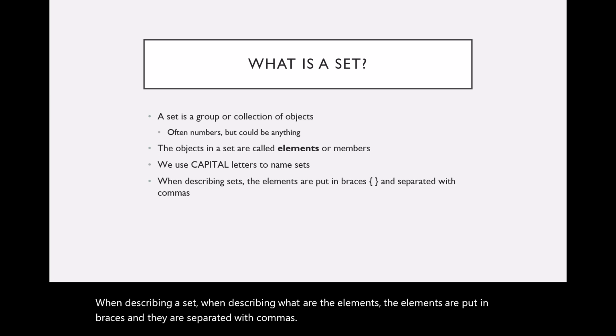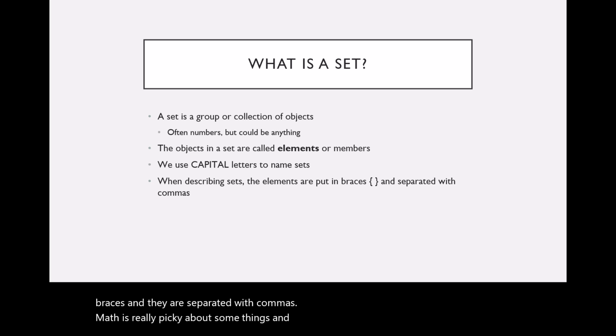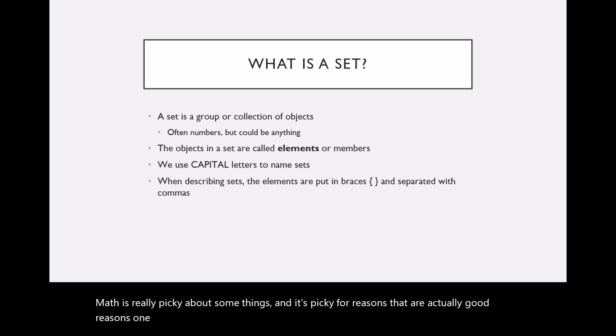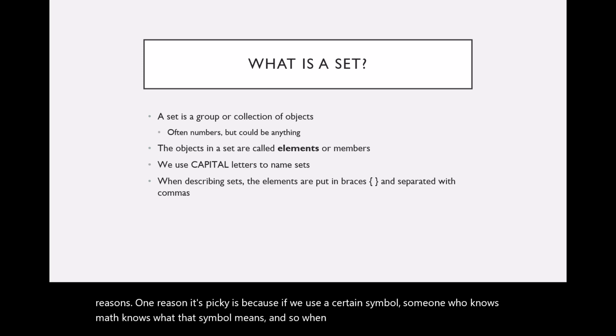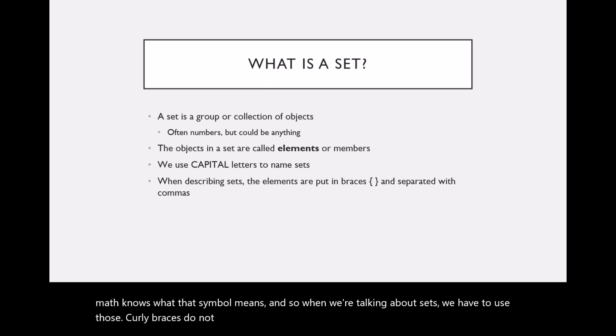Math is really picky about some things, and it's picky for reasons that are actually good reasons. One reason it's picky is because if we use a certain symbol, someone who knows math knows what that symbol means. And so when we're talking about sets, we have to use those curly braces. Do not use parentheses instead. If you use parentheses, it will be wrong.